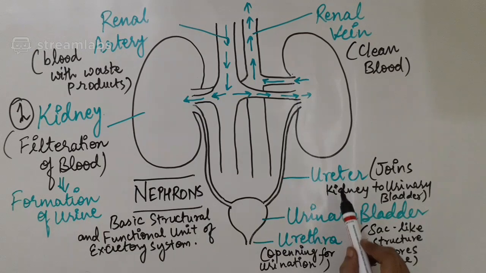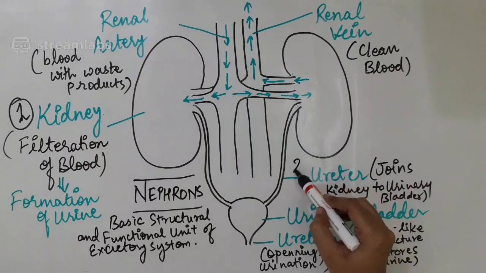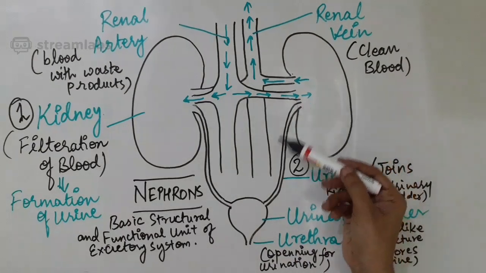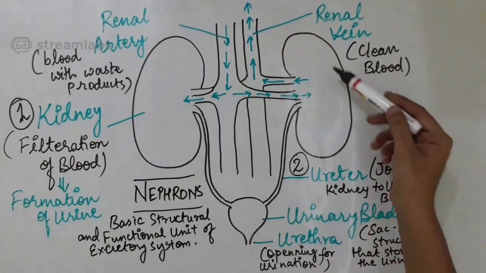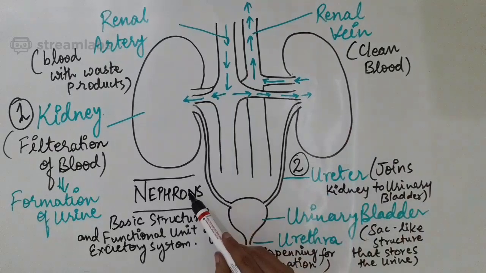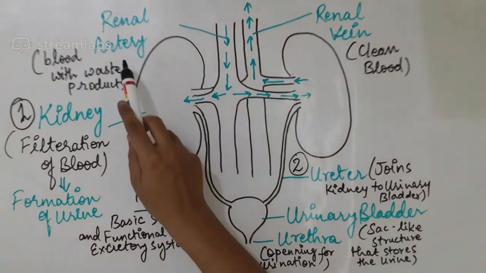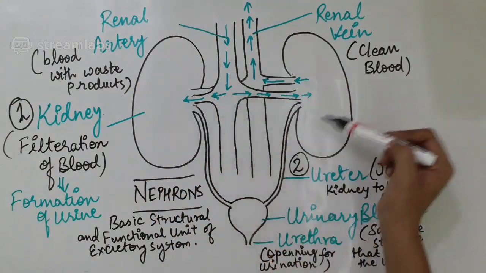Second, the ureter. The ureters connect the kidneys to the urinary bladder. Ureters are tube-like structures present on both sides of the kidney. They join the kidney to the urinary bladder, where the urine which is formed inside the kidneys with the help of the smaller units called nephrons is collected in the urinary bladder. It is a sac-like structure that stores the urine until it is urinated, and the opening for urination is called the urethra. Renal artery and renal vein bring the blood and take off the blood.